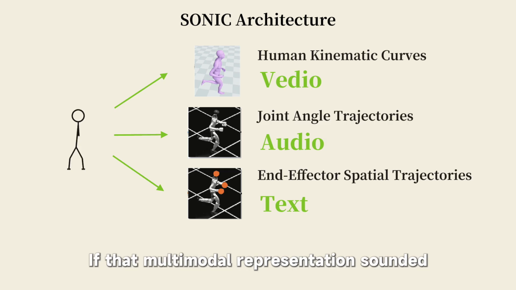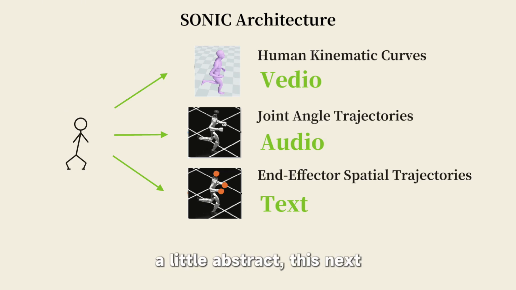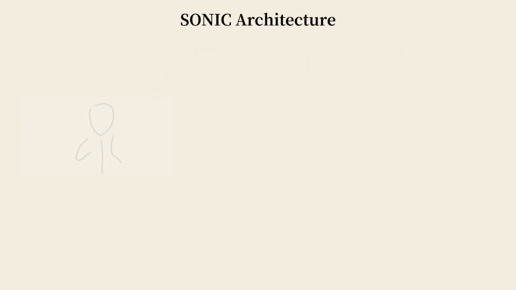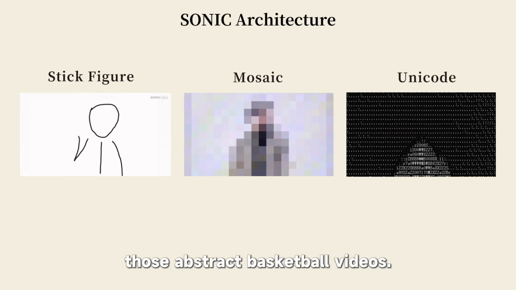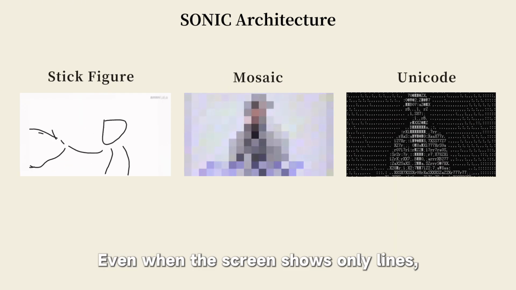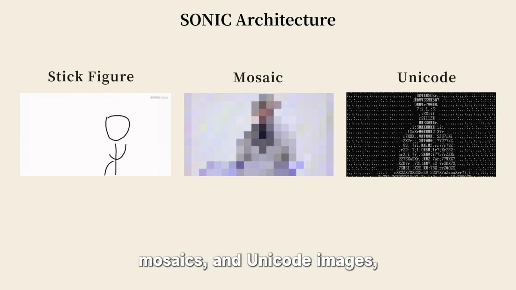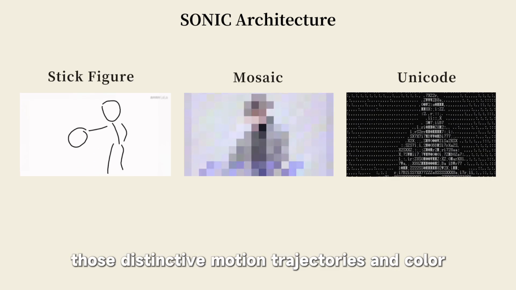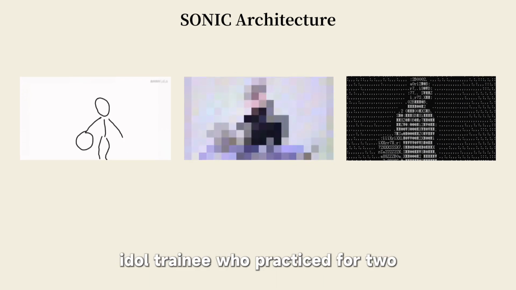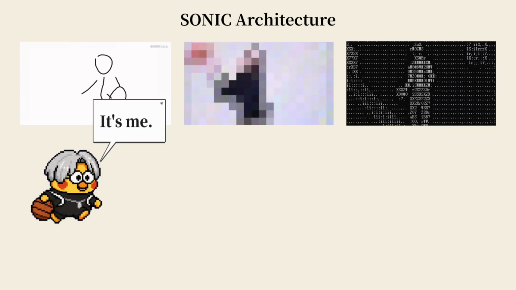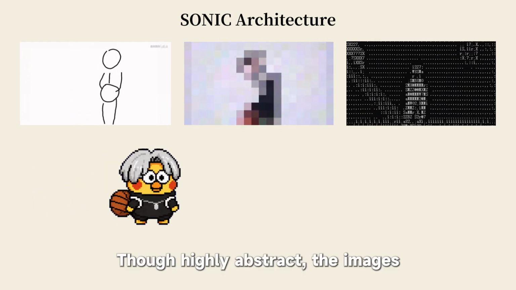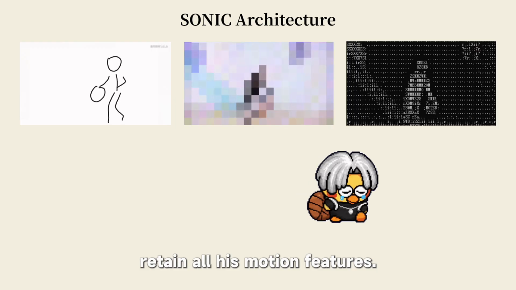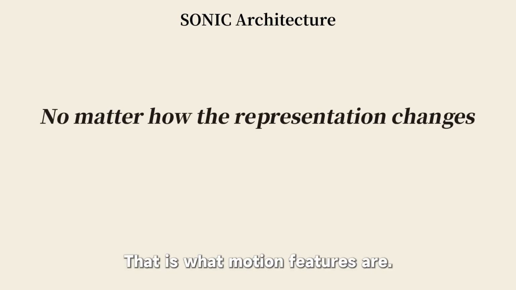If that multi-modal annotation sounded a little abstract, this next example will make it instantly clear. I am sure you have seen those abstract basketball videos. Even when the screen shows only lines, mosaics, and Unicode images with no person in sight, those distinctive motion trajectories and color blocks instantly remind you of the idol trainee who practiced for 2.5 years. Though highly abstract, the images retain all his motion features. That is what motion features are.